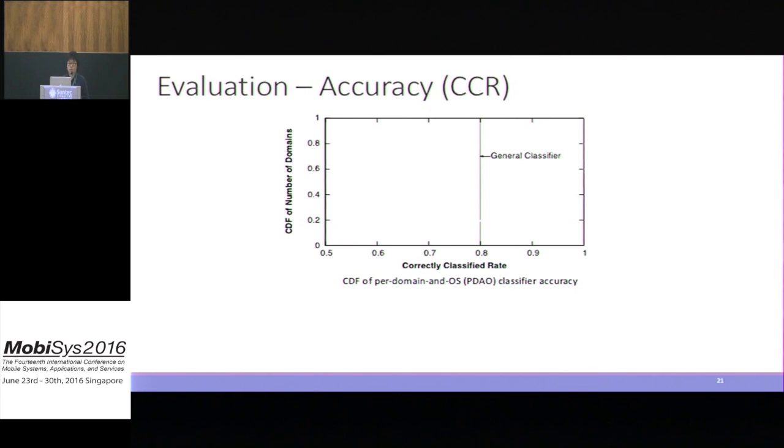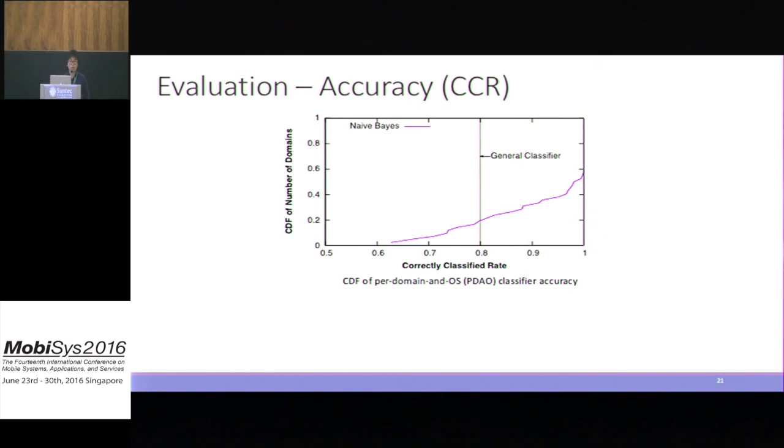First, let's look at the correctly classified rate. For the general classifier, which is one classifier for all the data, the accuracy is 80%. This is okay, but can we do better? Let's look at how well our per-domain and per-OS classifiers work.